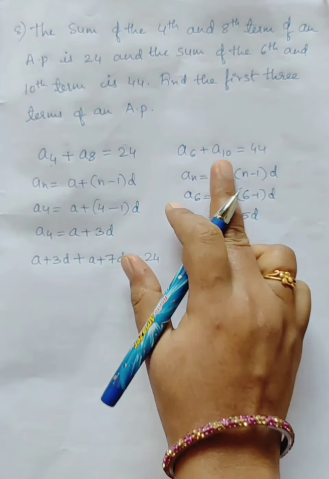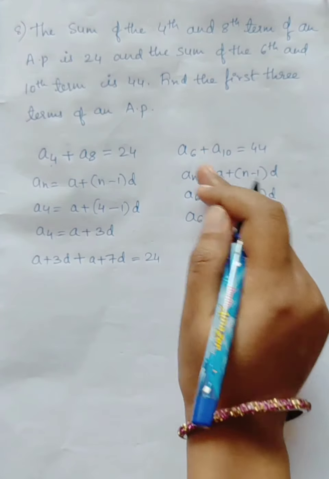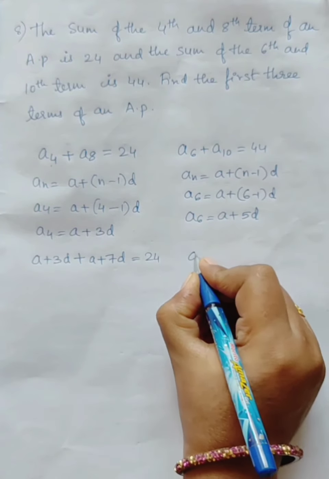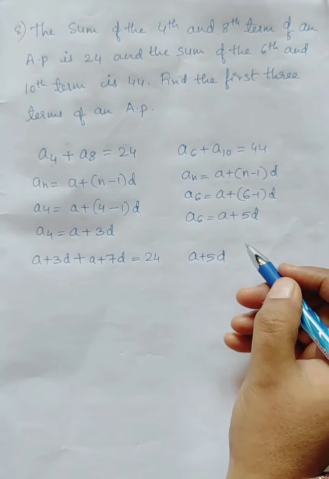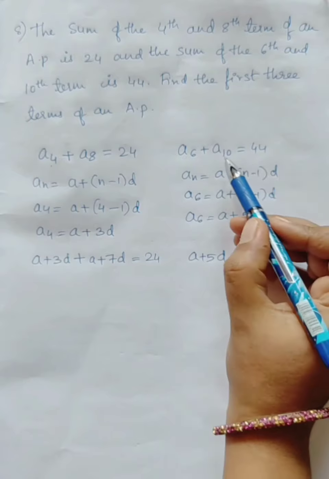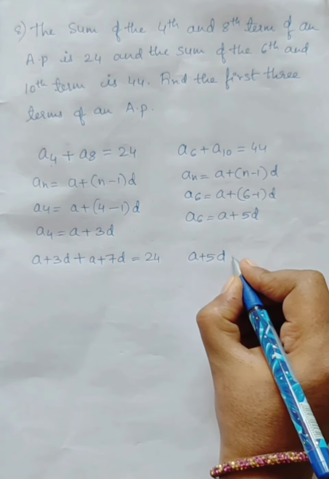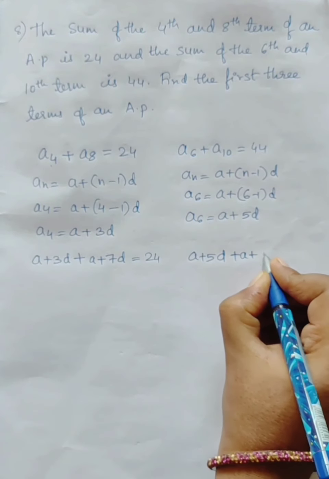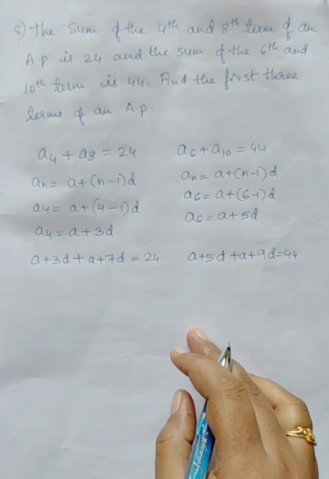I will substitute a10, I am going to write it directly. Now what is the a6 value? In place of a6 I will substitute a plus 5d. Then what will a10 be now? a10 will be 10 minus 1, which is 9, into d. So what are you going to get? a plus 9d is equal to 44. Okay.